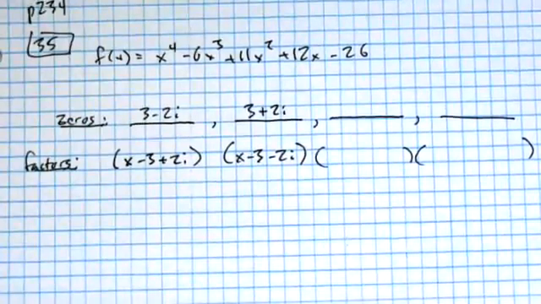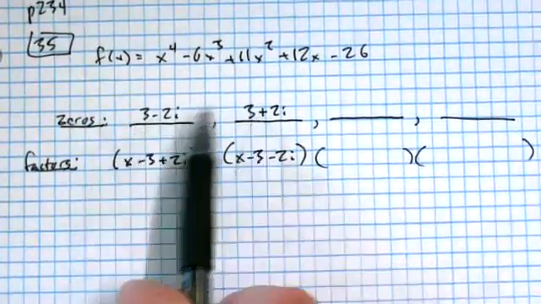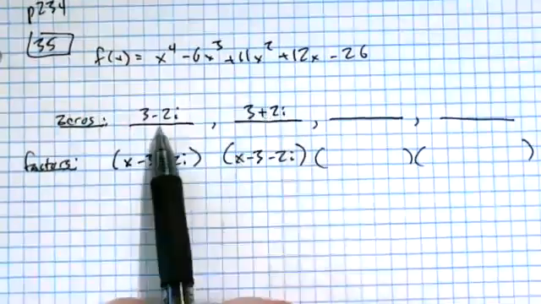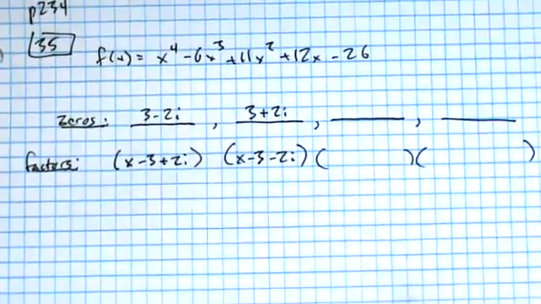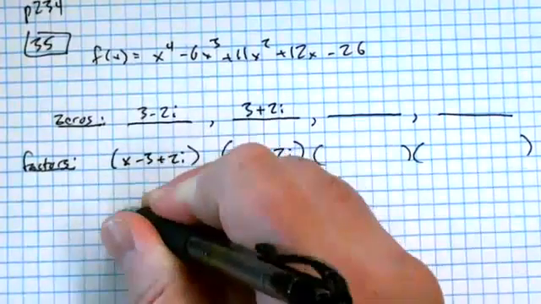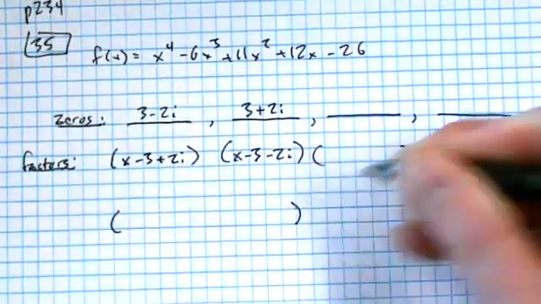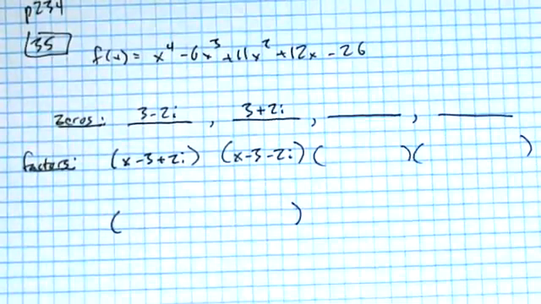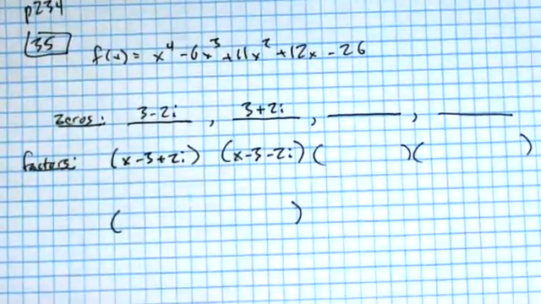So what I want to do is divide out these 2 zeros, but I don't want to use synthetic division. I don't want to divide when I've got i's and stuff in there. So what I'll do instead is go ahead and multiply these 2 things together. That should give me a quadratic factor that doesn't have any imaginary parts in it. So I'm going to use my shortcut to do that.